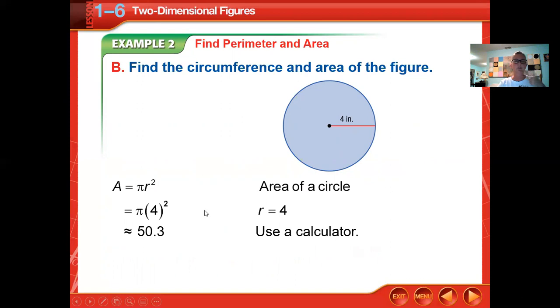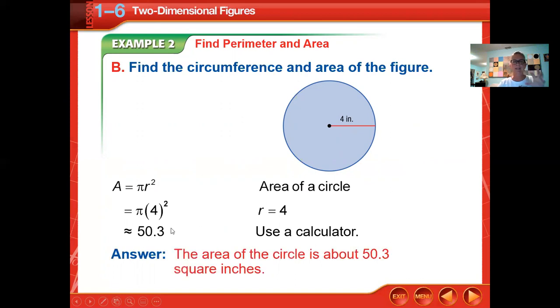in later chapters, you will learn that an exact answer for this problem would be 16 pi. Because as soon as you type pi in a calculator and push enter, now you're rounding to the nearest hundredth or tenth, depending on the problem. But look, the units here are square inches.